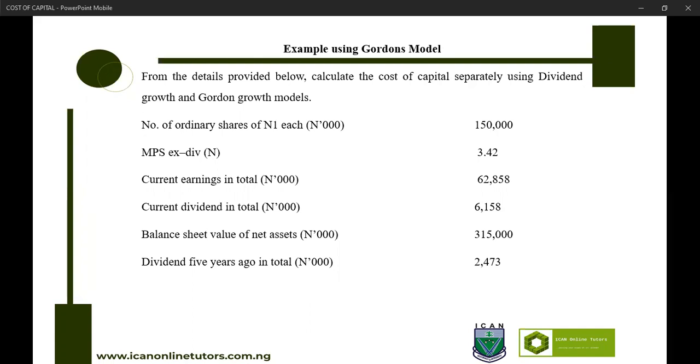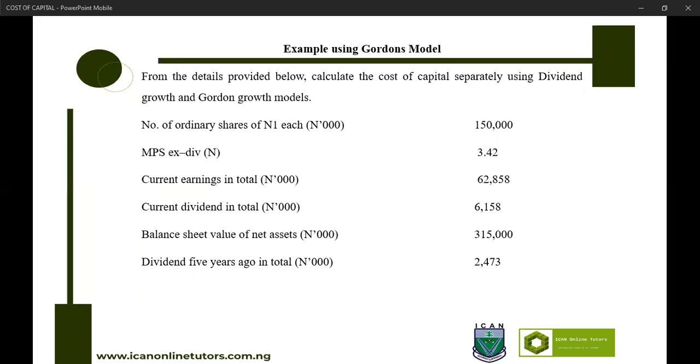Now, if you want to calculate the cost of equity using the dividend valuation, dividend growth method, how do we determine our growth using the extrapolation method? That will be your N square root of latest dividend divided by base dividend, minus 1.